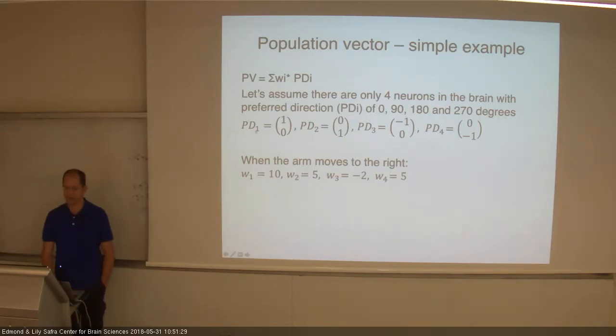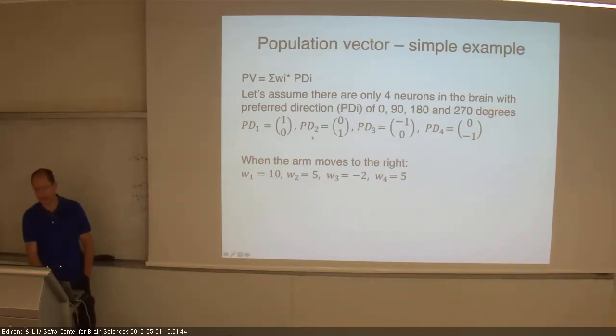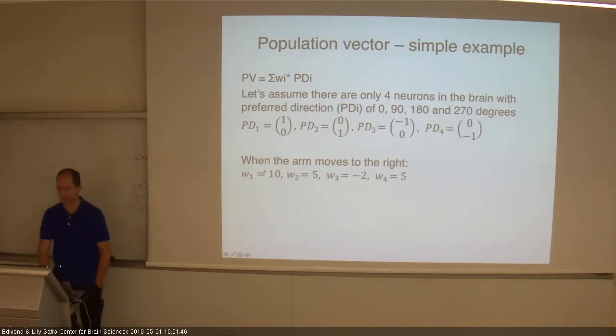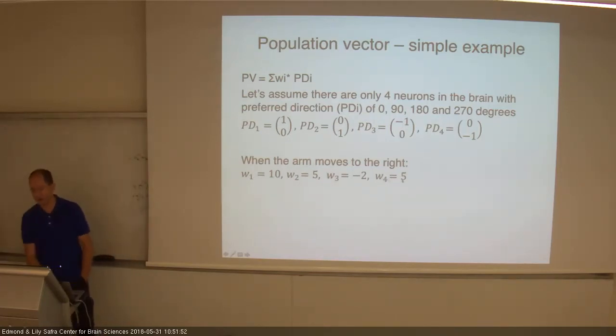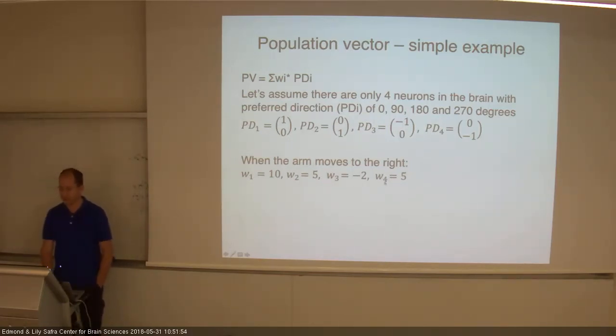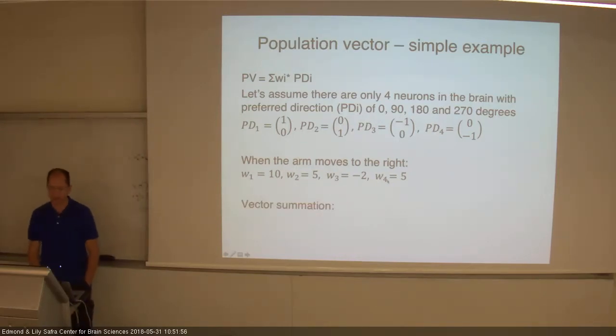So cell number 1 is changing its firing rate strongly, because the monkey, or human, wants to move to the right. Cell number 2 maybe still is increasing its firing rate, but not as much because it's not its preferred direction. Maybe the cell in the opposite direction will decrease its firing rate a little bit, and cell number 4, like cell number 2, will increase a little bit the firing rate. And then you want to calculate the vector.